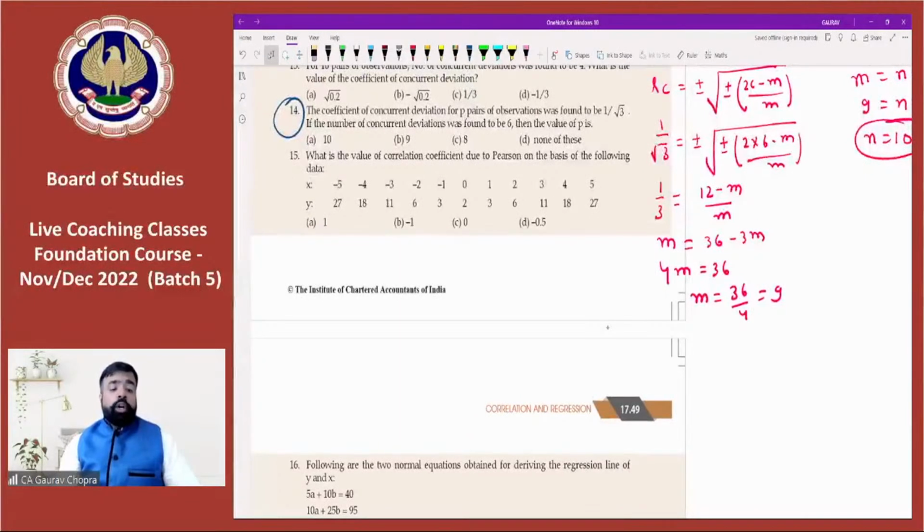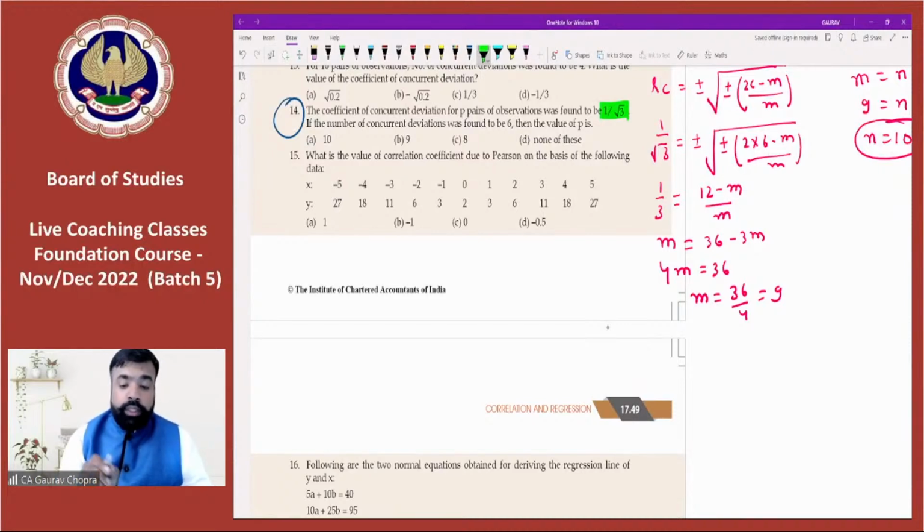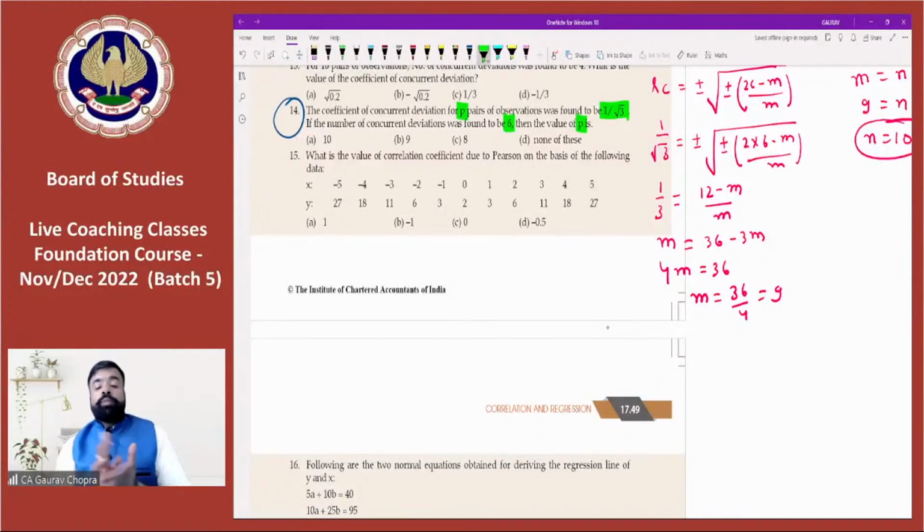The coefficient of concurrent deviation of P pairs of observation was found to be 1 upon root 3. So this is the coefficient of concurrent deviation, 1 by root 3. If the number of concurrent deviation was found to be 6, that means C is equal to 6, and now we have to find the value of P. So what is P? P is the number of pairs of observation, that is basically N.